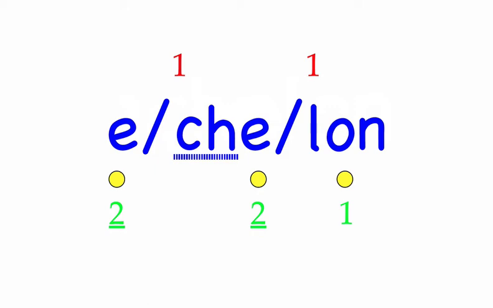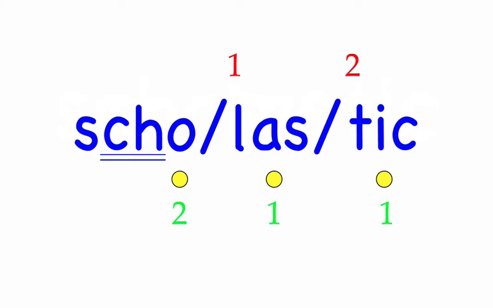Scholastic. Scholastic. His course is very scholastic in nature. Scholastic, 3 syllables. First syllable, sco, 3 sounds: s, k, o. Las, 3 sounds: l, a, s. Tick, 3 sounds: t, i, k. Mark the word.